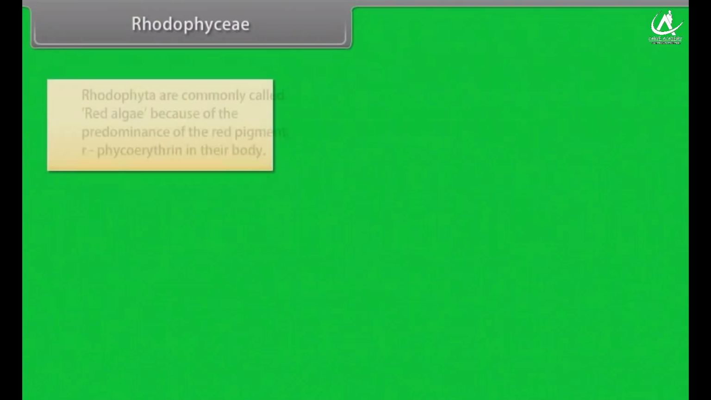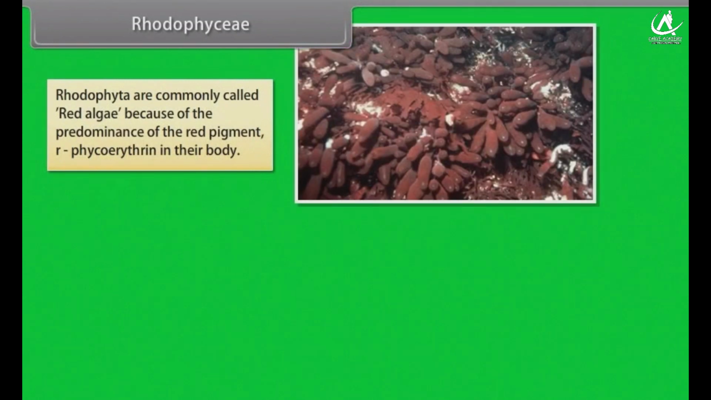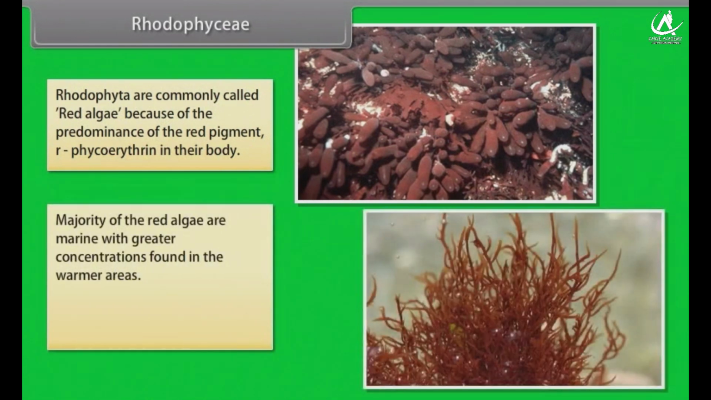Rhodophyceae. Rhodophyta are commonly called red algae because of the predominance of the red pigment, r-phycoerythrin, in their body. The majority of red algae are marine, with greater concentrations found in the warmer areas. Some of them have complex body organization.